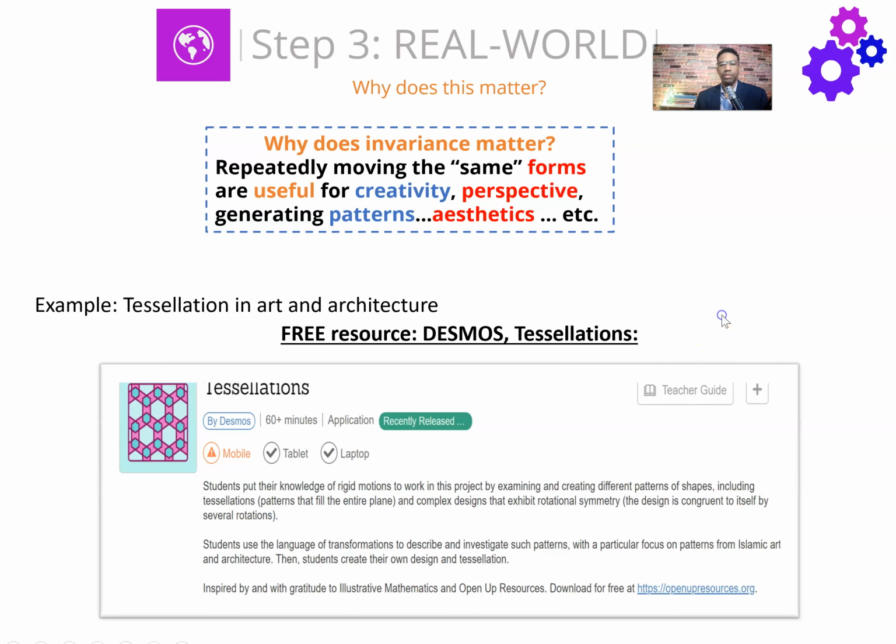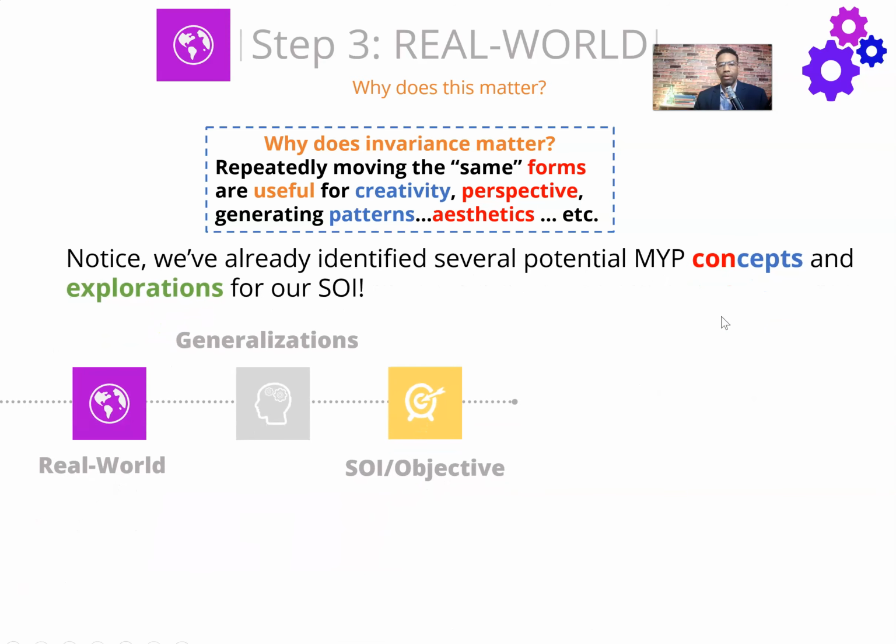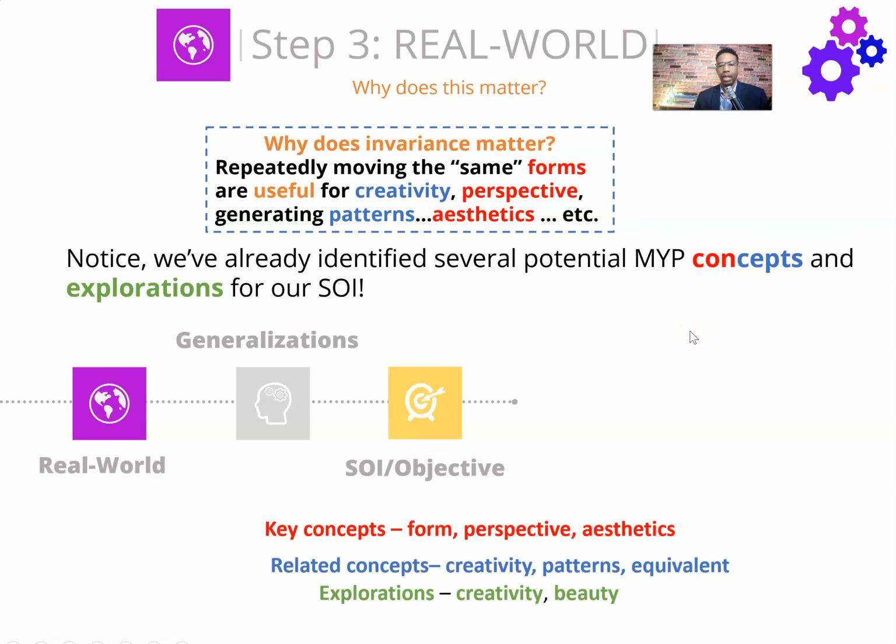Here's a resource on Desmos I'll share with you. Now, in case some of you are familiar with MYP, you'll notice that I've kind of tapped into some of my concepts and explorations already. Some key concepts could be form, perspective, aesthetics. According to IB, you only need 1. Related concepts, creativity, patterns, equivalent, only need 2. And I have some potential explorations. But stick with me till video 3, and we'll put all that together.